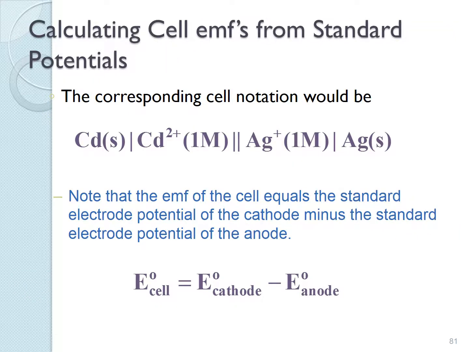If we wrote the cell notation, since cadmium is being oxidized, it goes on the left. Silver is being reduced, it goes on the right. And note that if we knew which was the cathode and which was the anode, we would just look up the numbers. E cell equals E cathode minus E anode. So the E cathode is 0.8, and the E anode is negative 0.4, so 0.8 minus a negative 0.4 gives us 1.2.